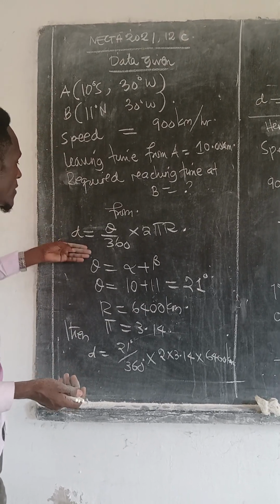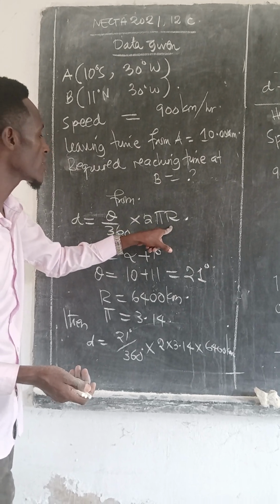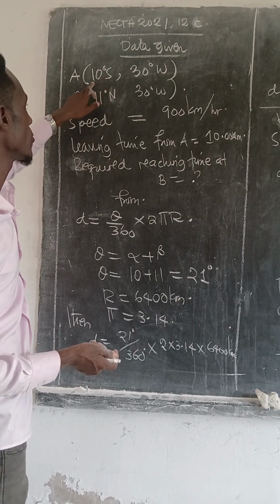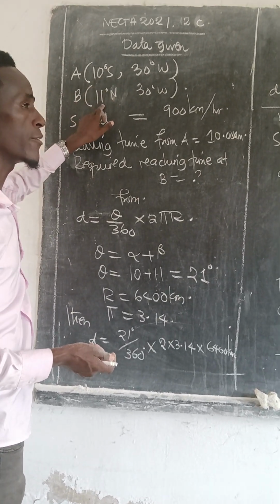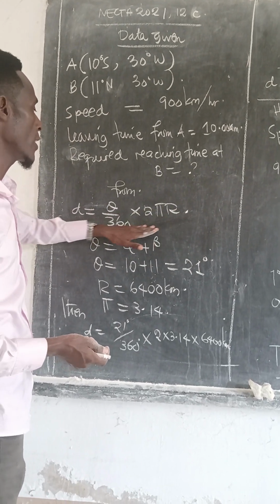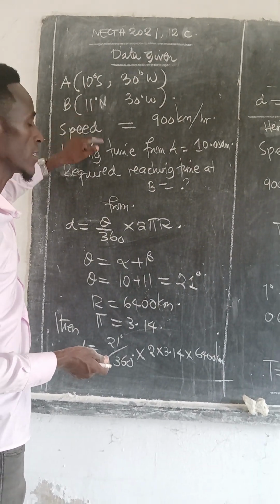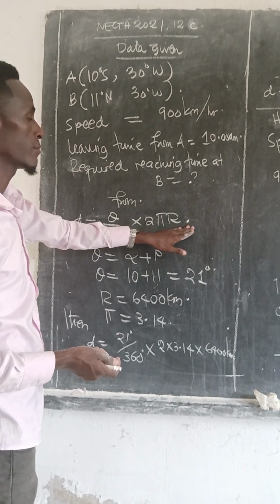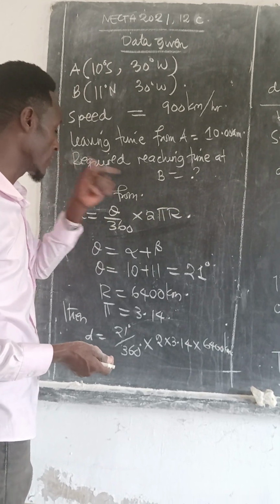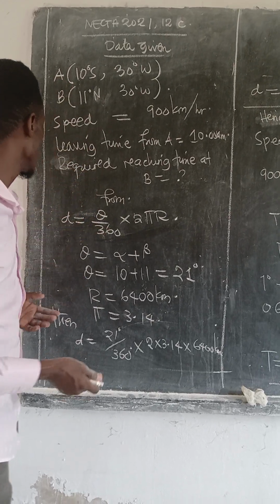We have the distance formula: distance is equal to theta over 360 times 2 pi r. Look at your data: the latitudes are 10 here and 11 here. On your formula you don't include the cosine of phi. But when the numbers are the same, 10 and 10, you put the cosine, and the formula changes to include cos of phi. Because now these numbers are not the same, we will not include the cosine.